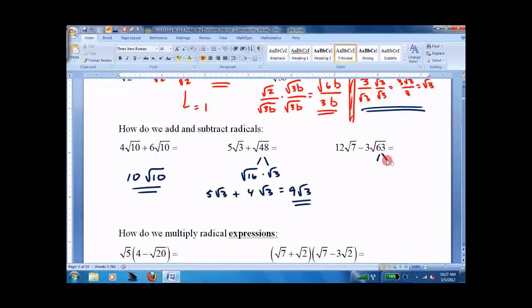Over here we look at this and we get root 9 times root 7, 12 root 7 minus 3 root 7 is 9 root 7. That's tricky. Very doable, but tricky. You're going to have to practice those. First things first, make sure you have the same number under the radical. If you don't, like here, see if you can reduce it and make it the same number under the radical.